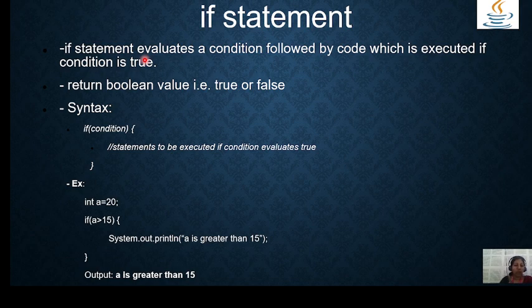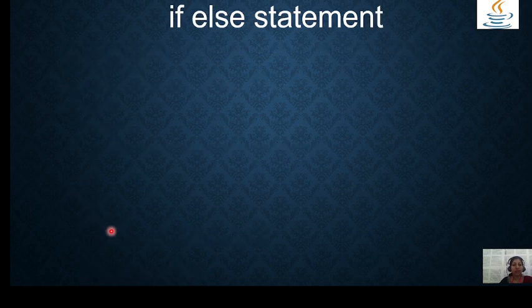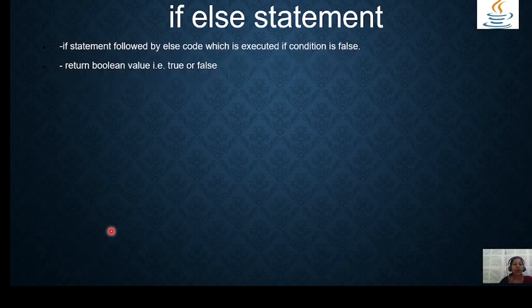What if I change the value of a to 10? It will not go into this block, so it will skip this. Suppose we have to give another condition for when the value is less than 15. For that, the second statement, if else, is used. It is executed if the condition returns false.